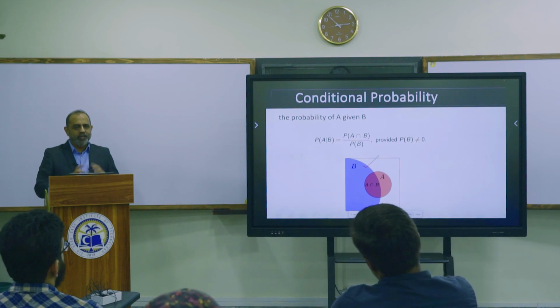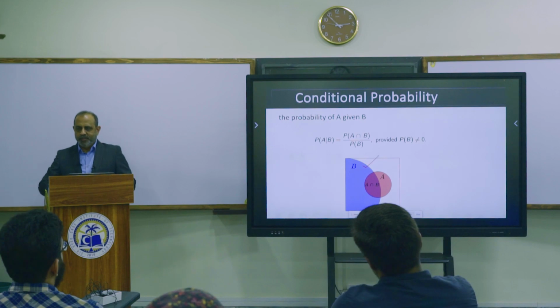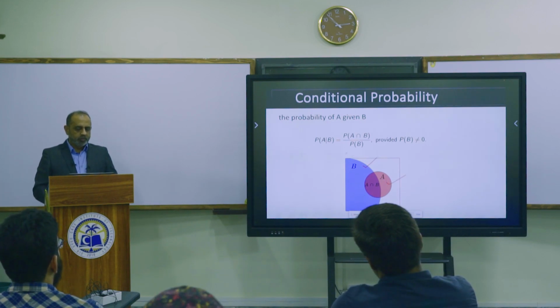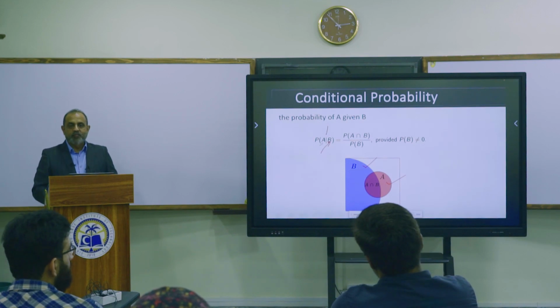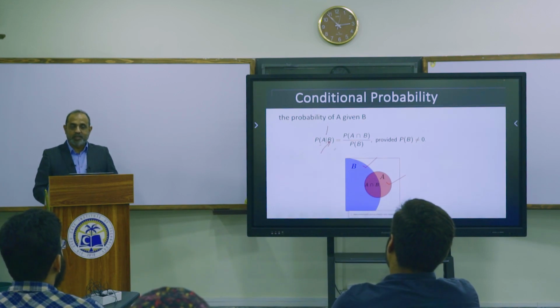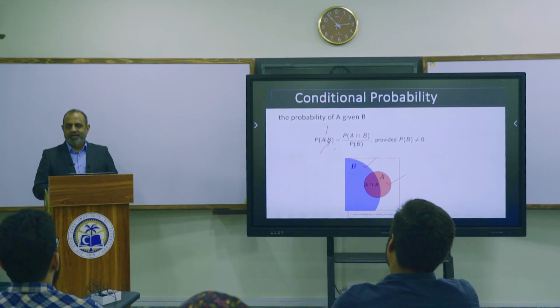I'll give you a very interesting example. You say, given B, what is the probability of A? This is how we write it: this line means given. Given B, that you know that B has happened, what is the probability of A? For example, given B, Pakistan has lost the toss and has been put to bat first. Now this is given. First, what is the probability of Pakistan winning? You say it's like 60%.